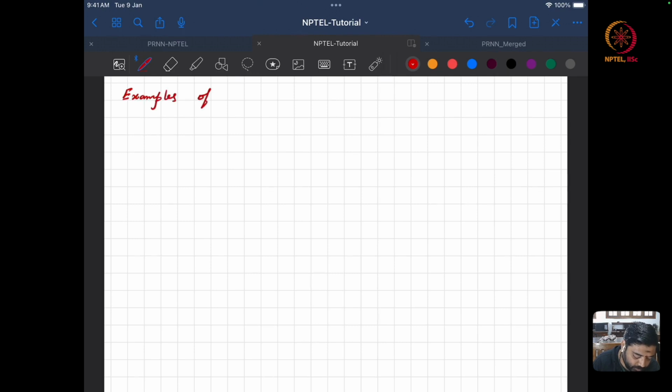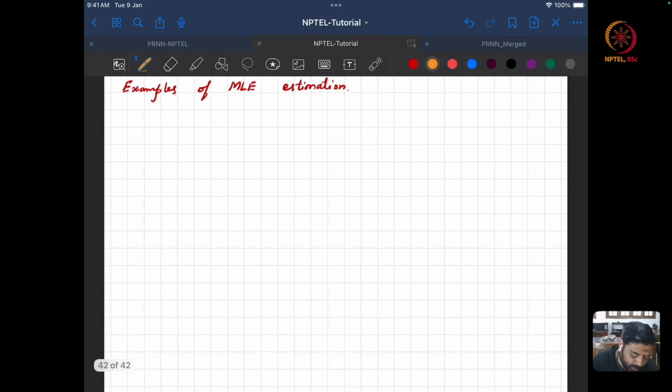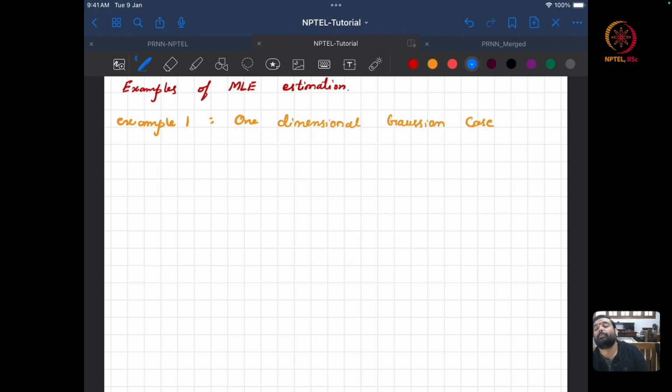Examples of MLE estimation. I'll take example 1. Example 1 is the one-dimensional Gaussian case. Okay, and this was not particularly done in the class.